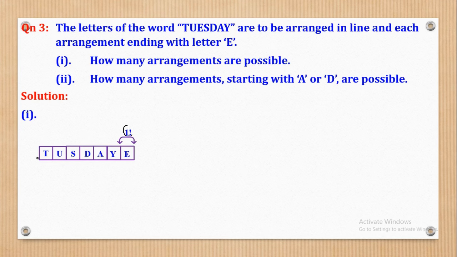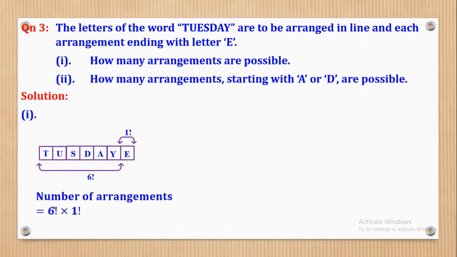So what that means is that we only need to rearrange from here up to here. So we shall come and get its number of ways. The number of ways will be 6 factorial because there is 1, 2, 3, 4, 5, 6. There are 6 distinct objects. That's why there is 6 factorial there. So the real number of arrangements will be 6 factorial times 1 factorial, which will give you 720 arrangements.